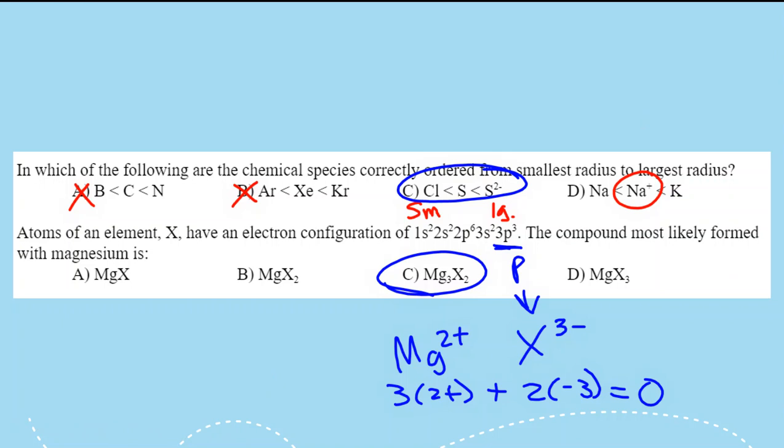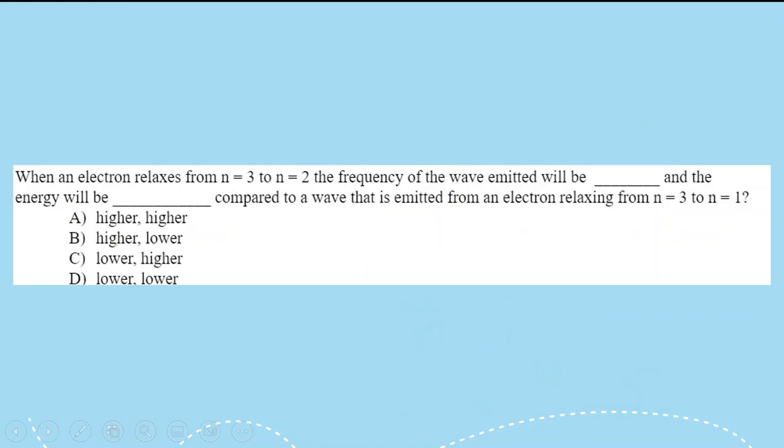All right, hang on, here we go. When an electron relaxes from n equals 3 to n equals 2, the frequency of the wave emitted will be blank, and the energy will be blank compared to a wave that is emitted from an electron relaxing from n equals 3 to n equals 1. So what do we know about frequency and wavelength? They are what? Oh, no, frequency and energy.